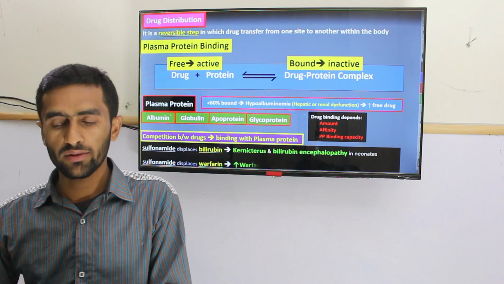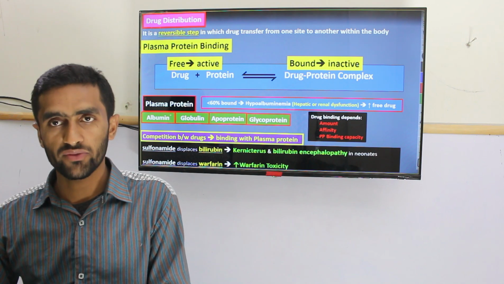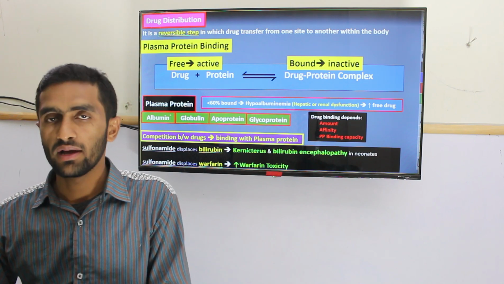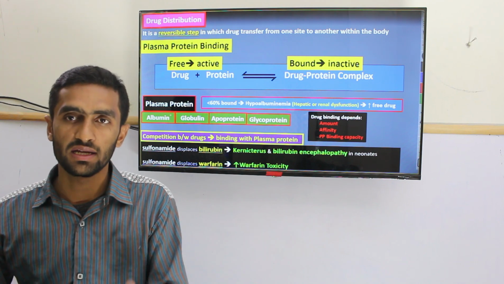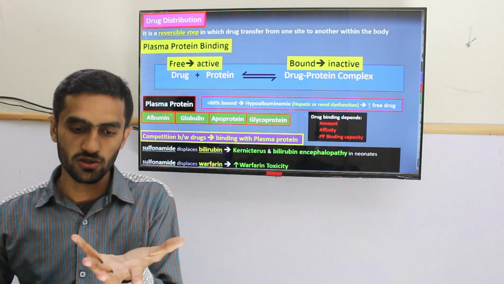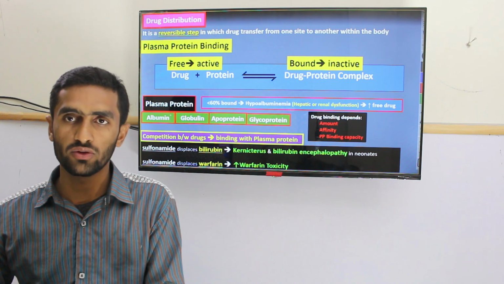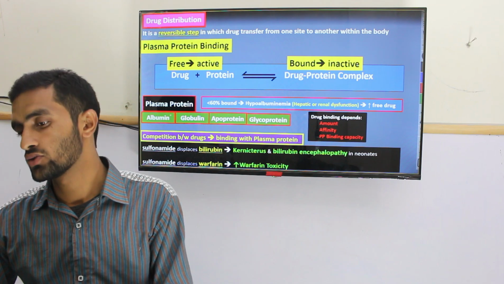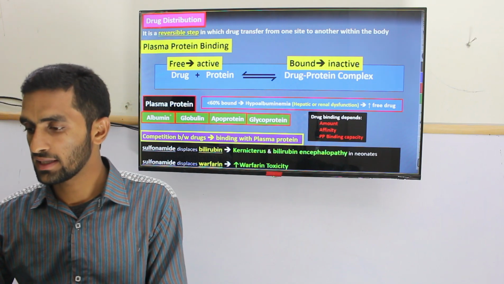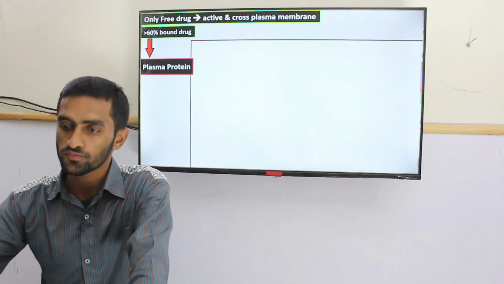Sulfonamide also displaces warfarin, so the warfarin level is going to go high. That means warfarin toxicity; warfarin is an anticoagulant drug. If your anticoagulant is going to increase, you may suffer from bleeding. So these are very common things you need to consider.